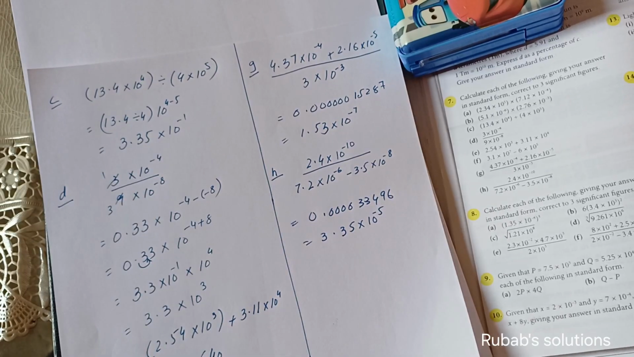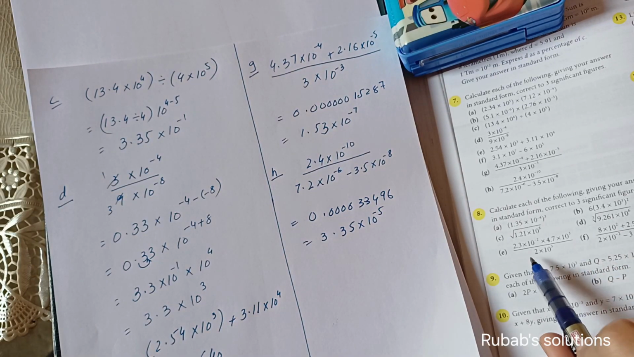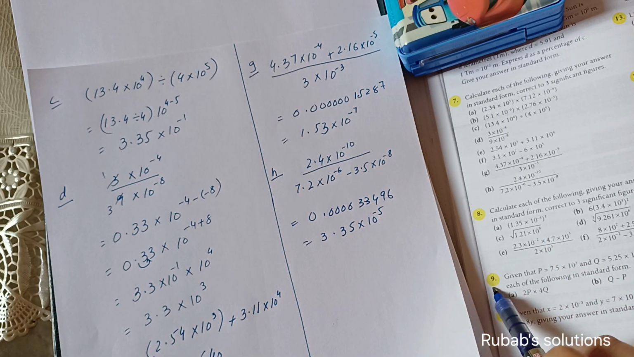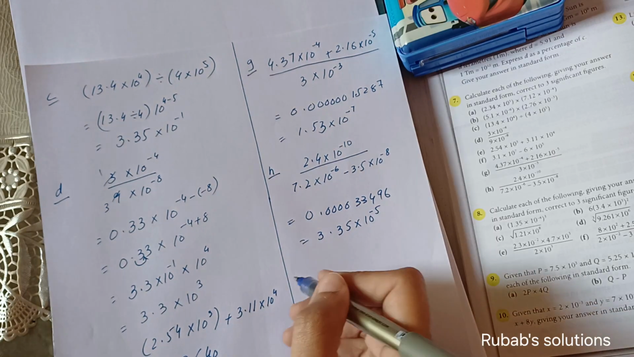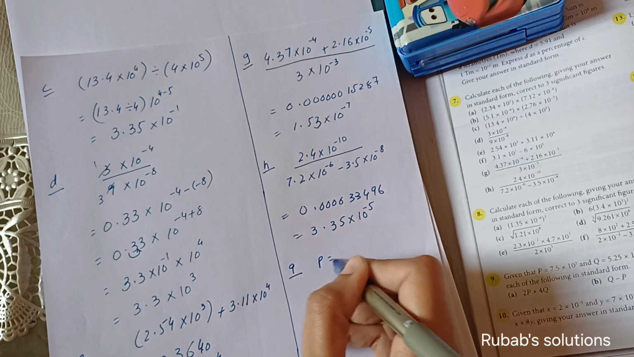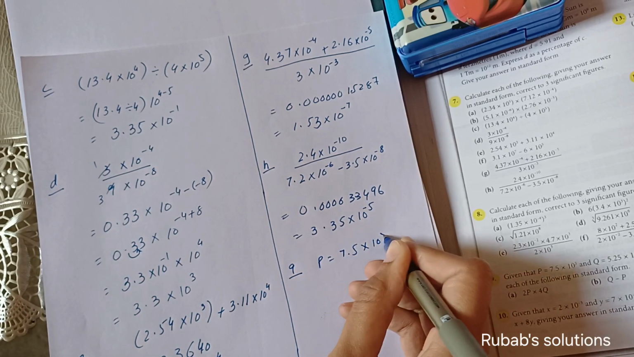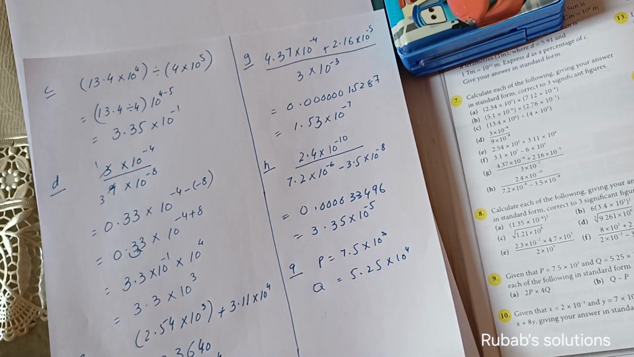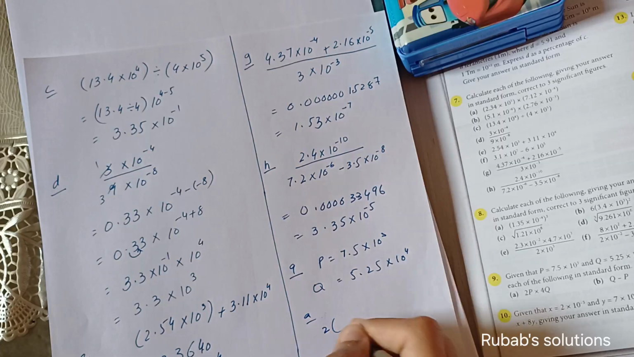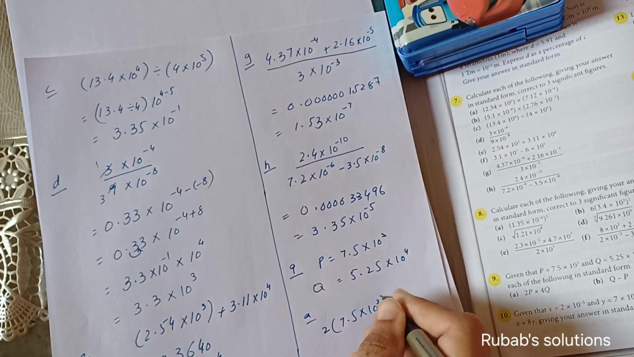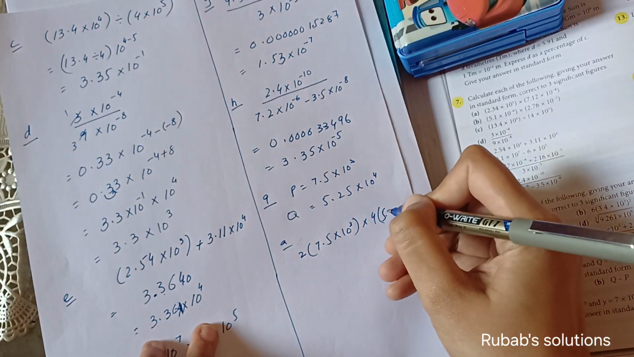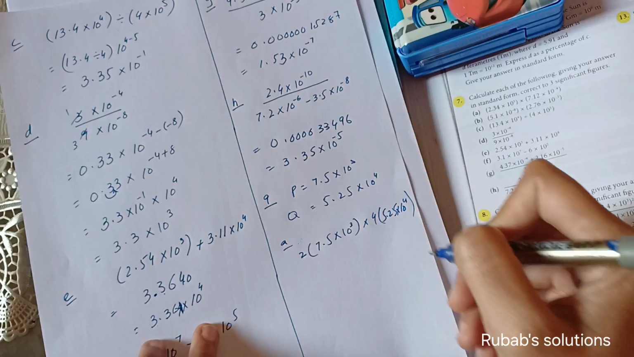Similarly, question number 8, it is all about your calculator. You have to just use your calculator, putting the values just like it is given, and you can do it by yourself easily. Question number 9, given that p is equal to 7.5 into 10 power 3 and q is equal to 5.25 into 10 power 4. Express part A, 2p, like 2 into 7.5 into 10 power 3, plus multiply into 4 into q, that is 5.25 into 10 power 4.